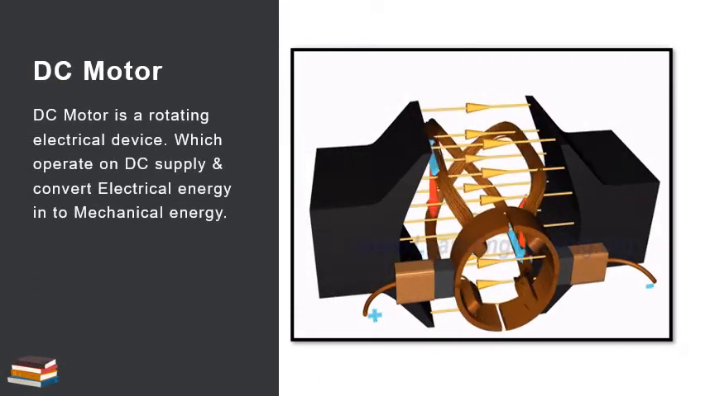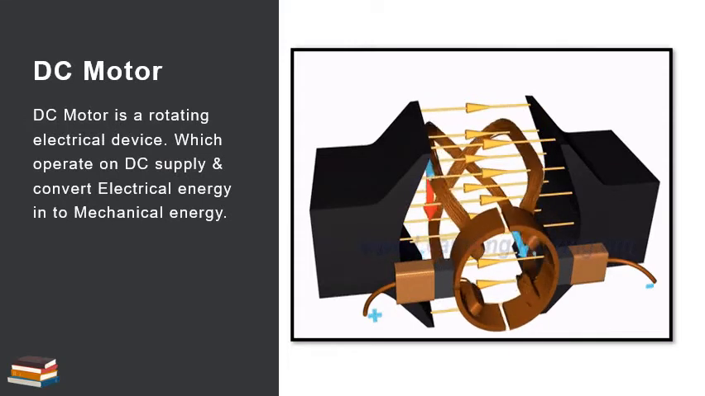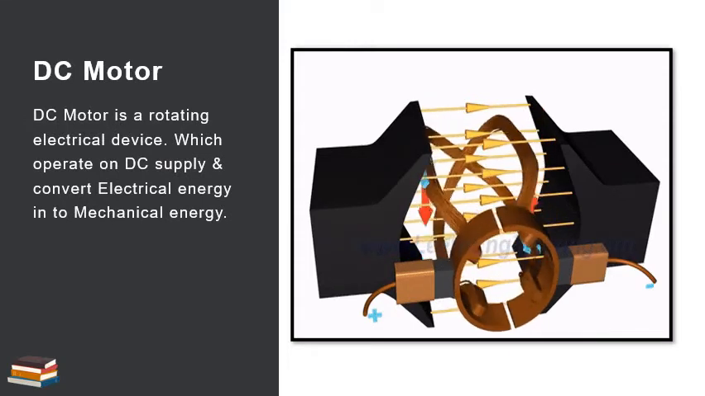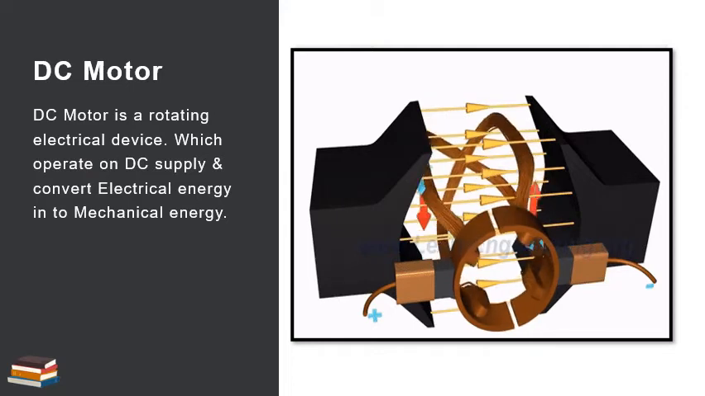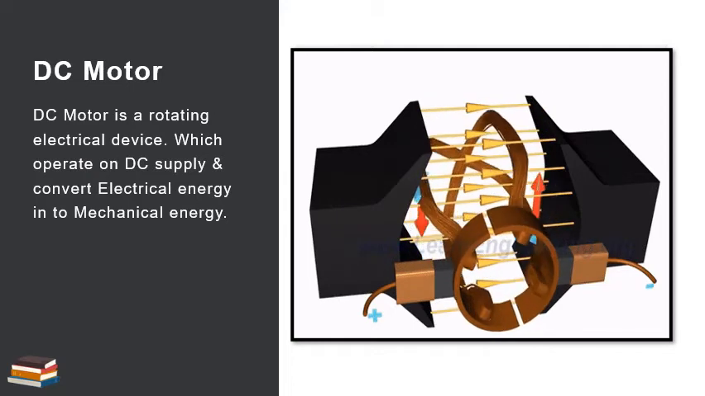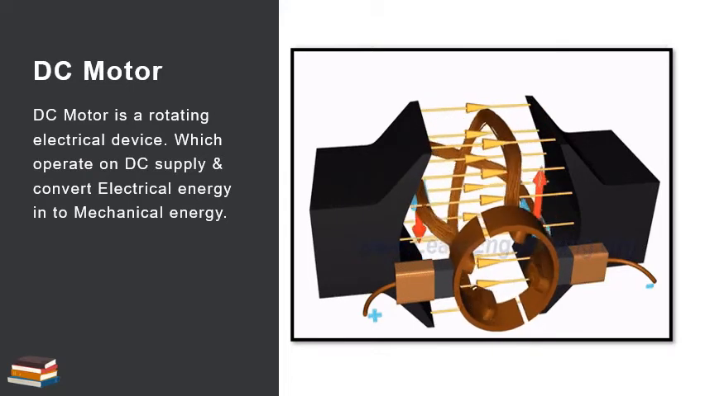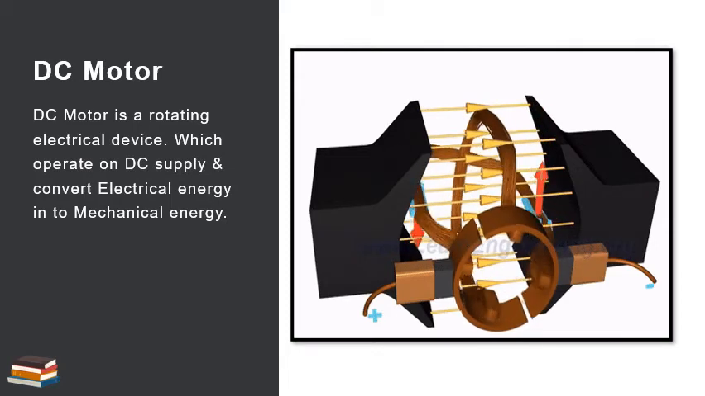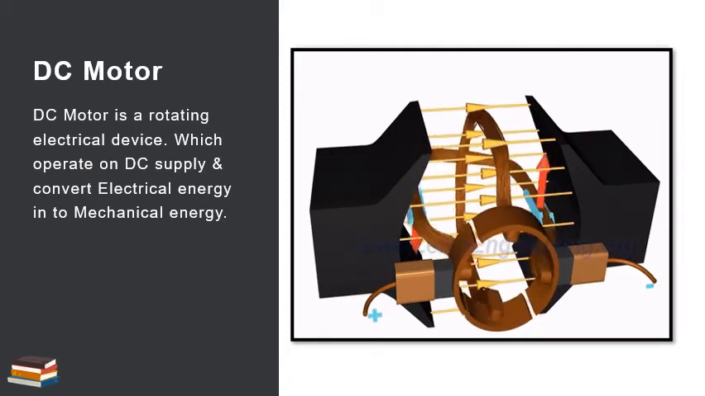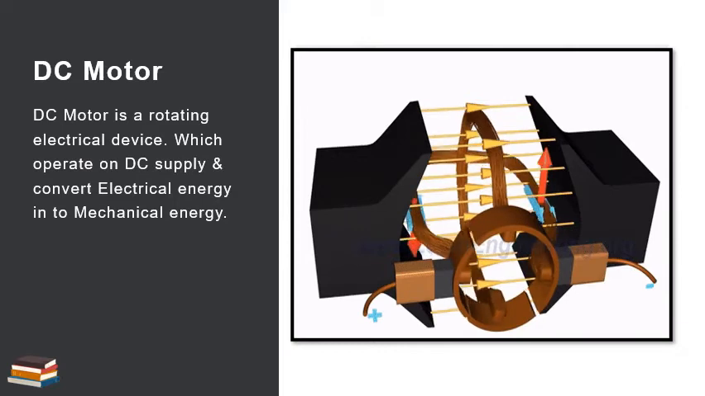So this is the animated diagram of the DC motor. The definition of the DC motor is that DC motor is a rotating electrical device which operates on DC supply and converts electrical energy into the mechanical energy.